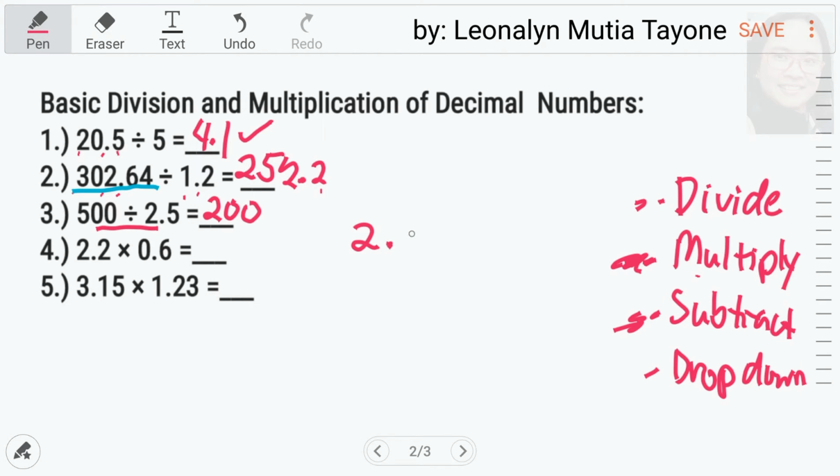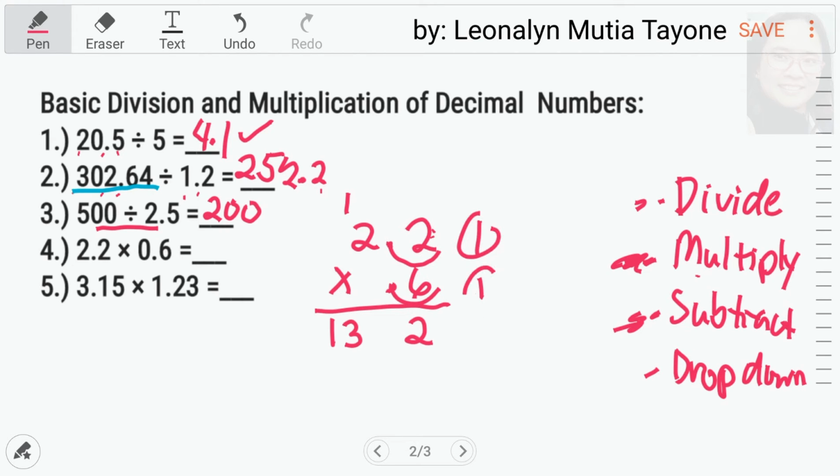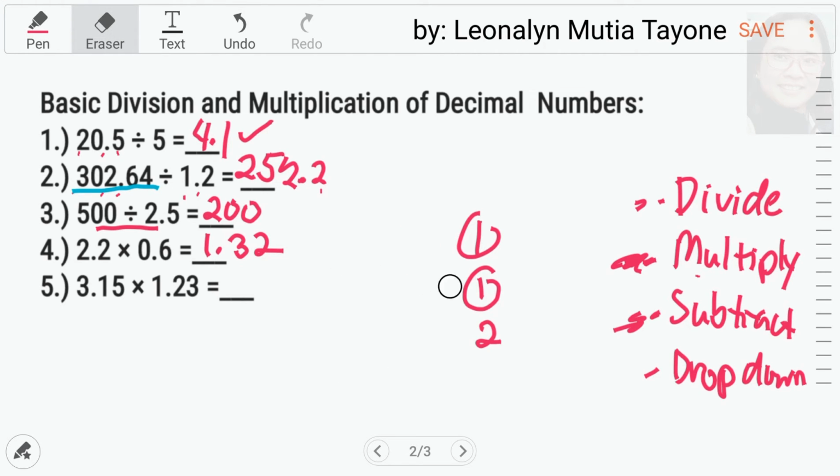Multiplication, 2.2 times 0.6. Nagkataon lang na na-align siya, pero pwede yang hindi ma-align. 2 times 6 equals 12. Carry 1. 2 times 6 equals 12 plus 1 equals 13. Ito, isa lang ang decimal. Ito naman ay isa lang. 1 plus 1 equals 2. So, 1, 2. So, ang sagot dito ay 1.32.